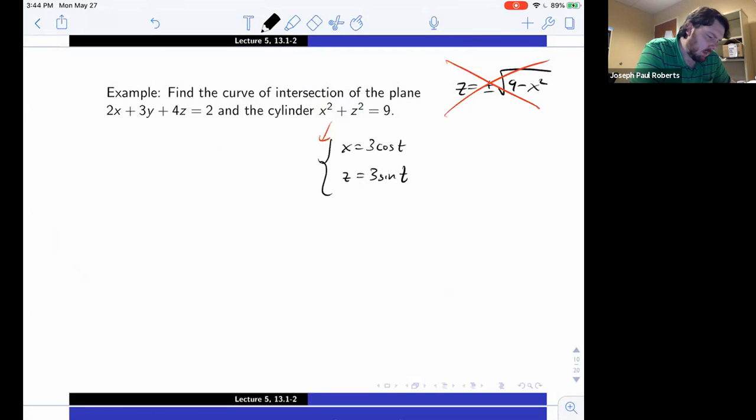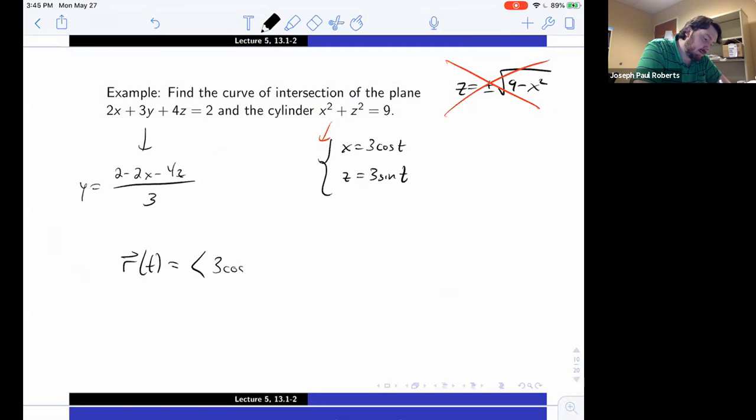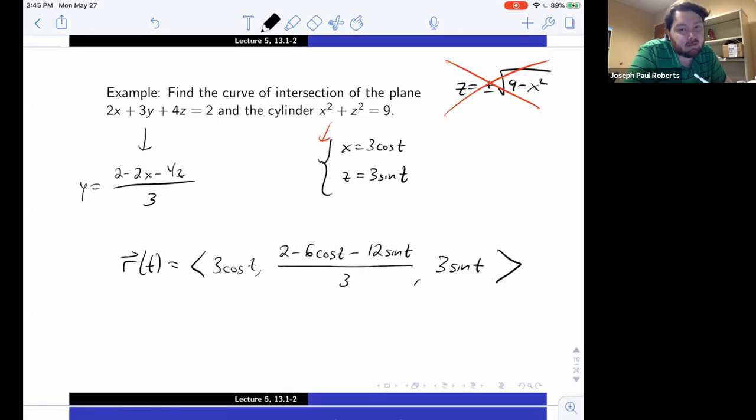Yeah. So now that I know x and z, I can get that y is (2 minus 2x minus 4z) all over 3. So if I substitute in, I'll get that r of t is x, y, z. So plug in for x and z in terms of t, and then y. And that's it. Our goal is to get x, y, and z each in terms of t, and that'll do it.